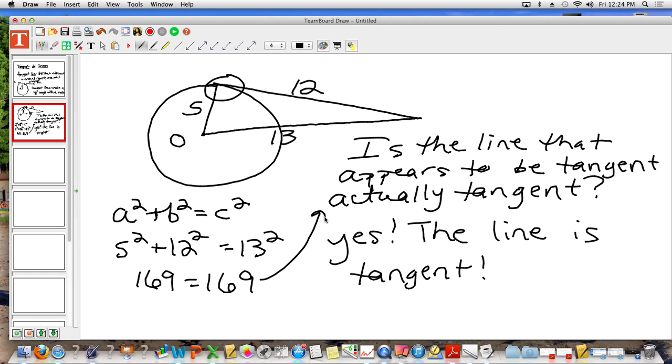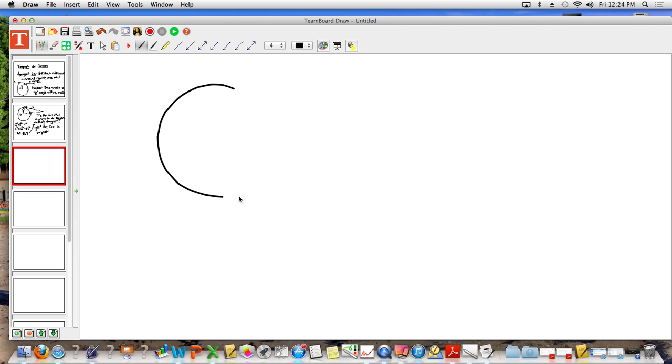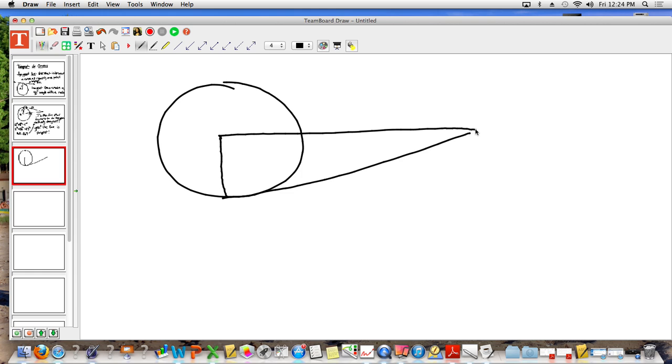All right, let's try another one. Draw yourself a circle. Draw another circle. Draw a line which appears to be tangent to the circle. Go ahead and draw in your radius and finish off your triangle. What we're trying to do is figure out whether or not that line segment on the outside of the circle is a tangent. So is it tangent?